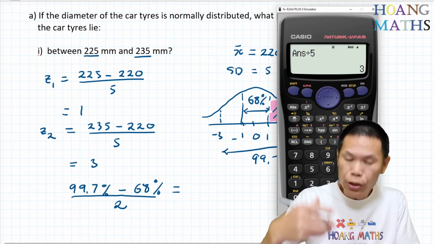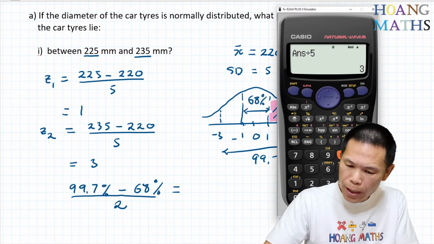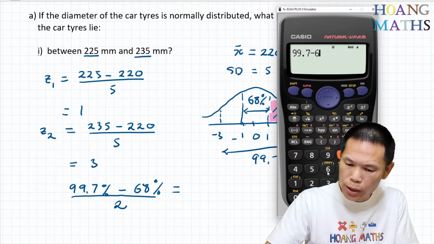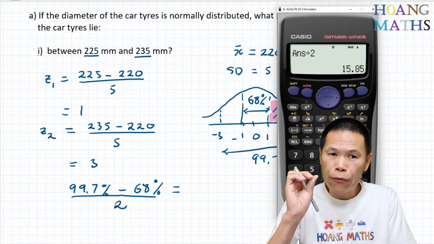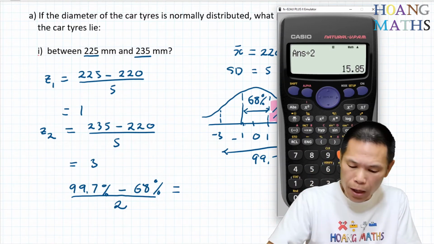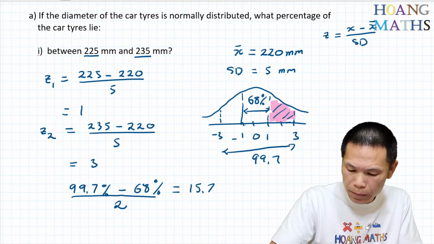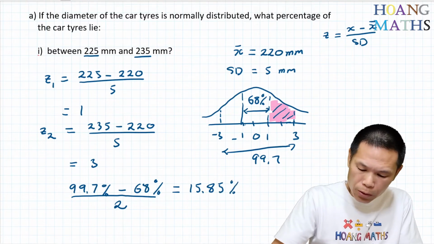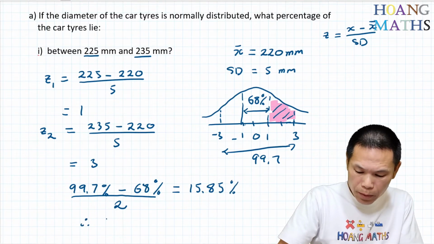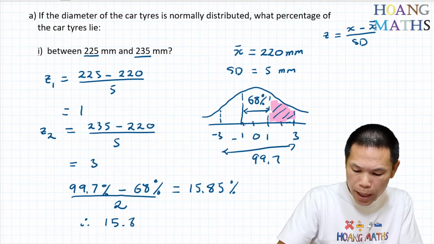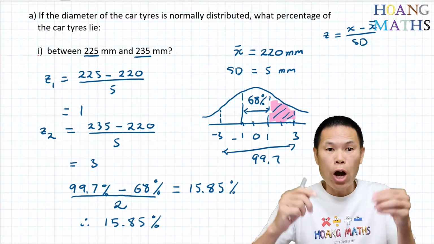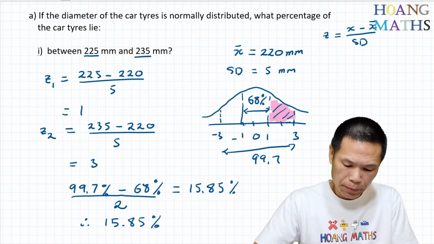Okay. So now just put that on a calculator. 99.7 minus 68. And then we divide by 2. So there you go. 15.85%. So therefore, 15.85%. So there you go. I hope you got it correct.